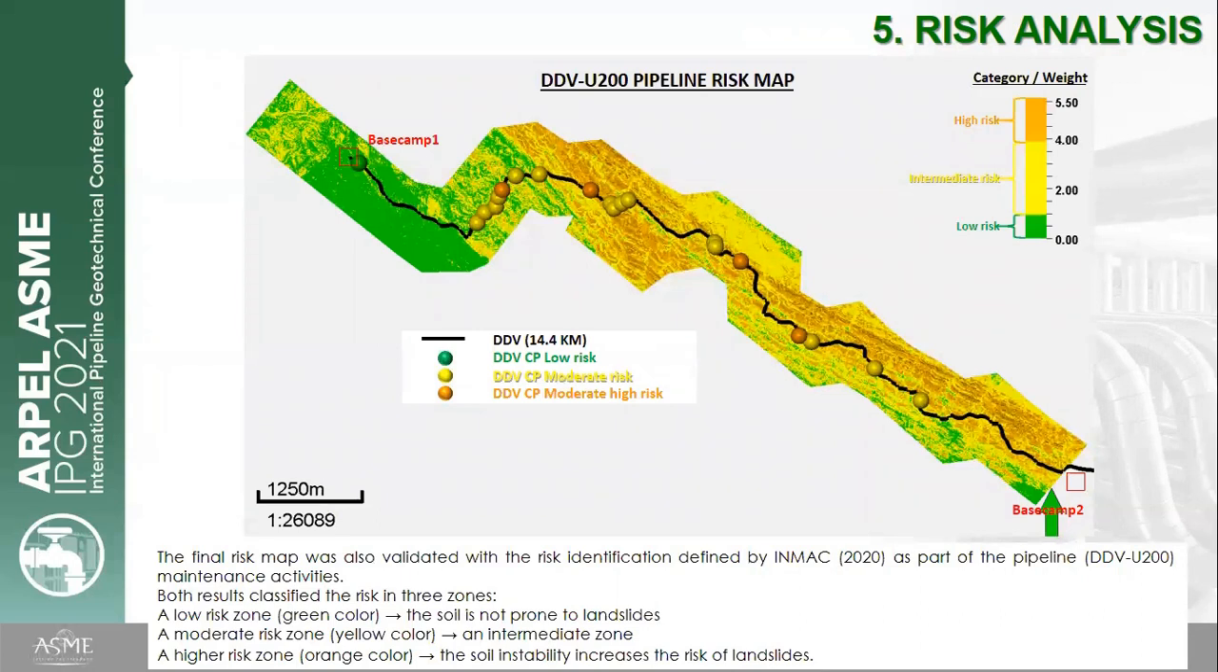The first zone is a low risk zone colored in green, where the soil is not prone to landslides. A moderate risk zone colored in yellow, which is considered an intermediate zone, and a higher risk zone colored in orange, where the soil instability increases the risk of landslides.